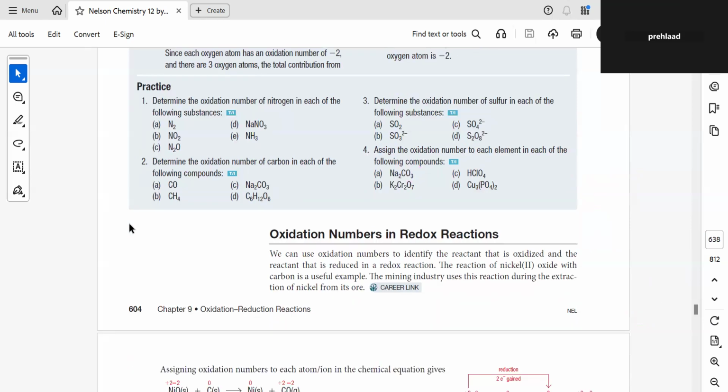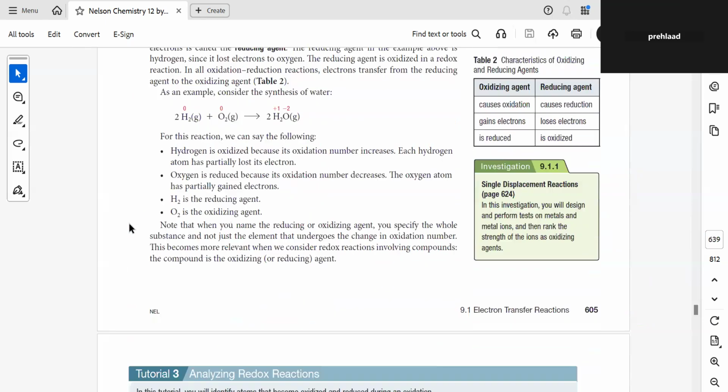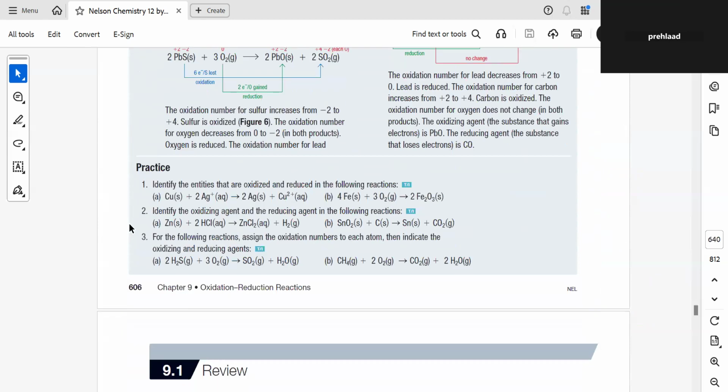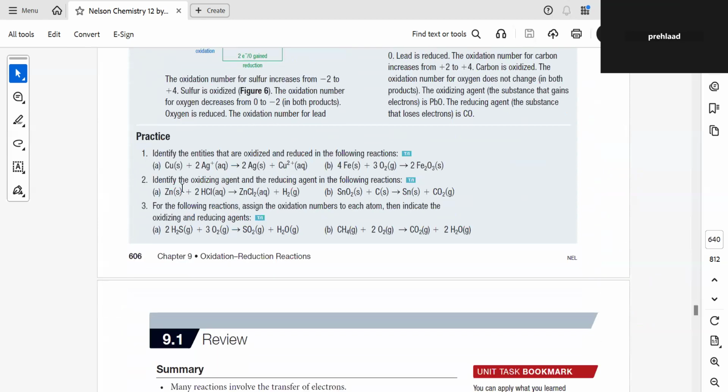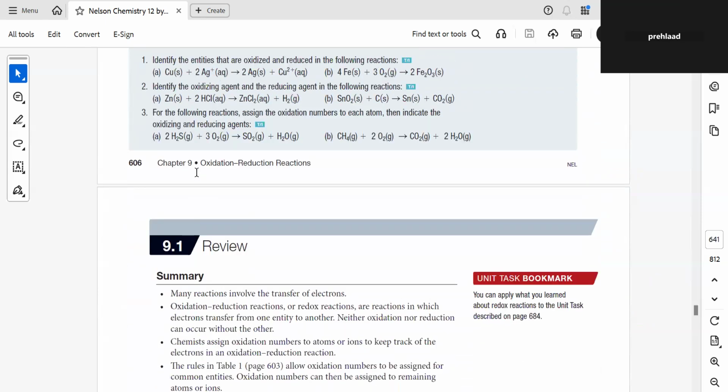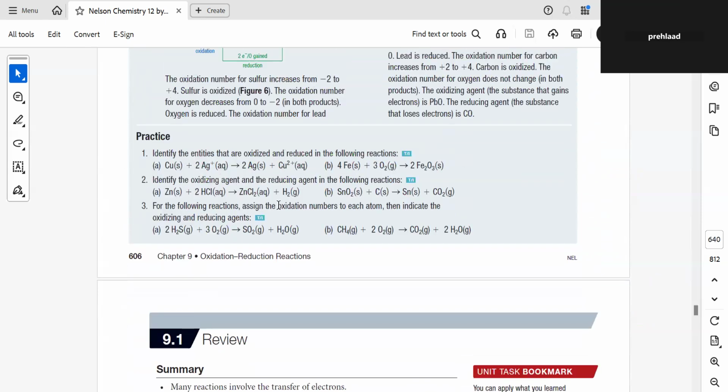Let us go to the next exercise. In this, can you identify which are undergoing oxidation, where there is a change in the oxidation number? Let's do 1B.